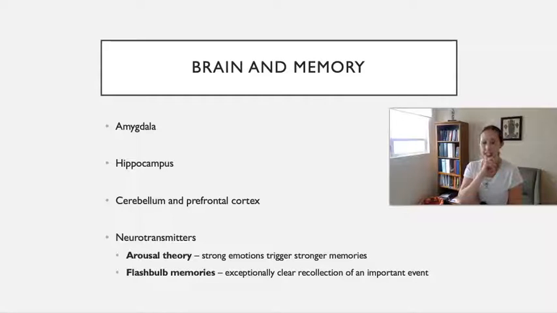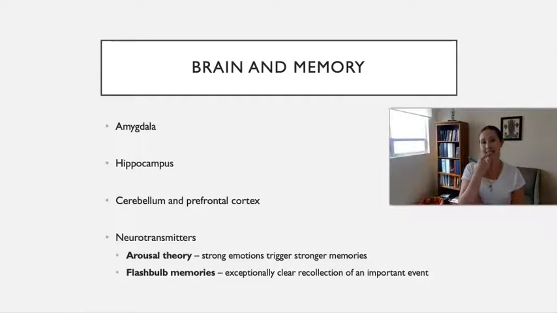And then finally, neurotransmitters play a part in memory. We're still kind of figuring it out. The arousal theory says that strong emotions trigger strong memories because of the hormones, like stress hormones, that are released that will strengthen a memory. For example, glutamate helps us to remember stressful events later on.